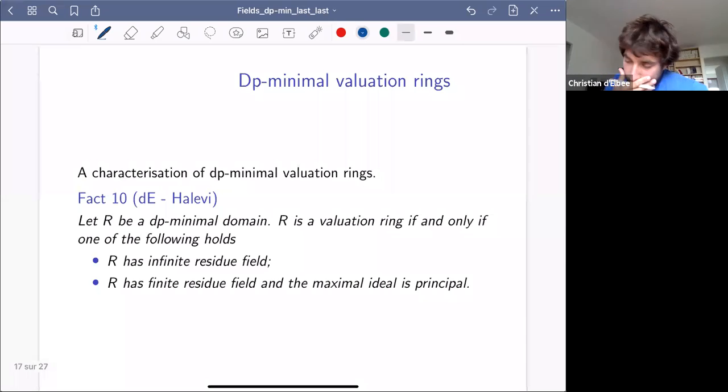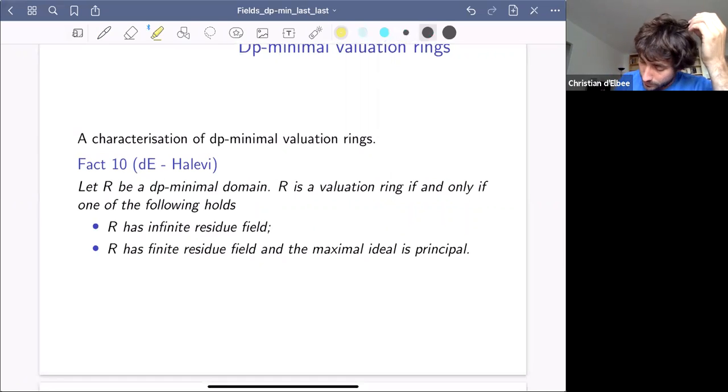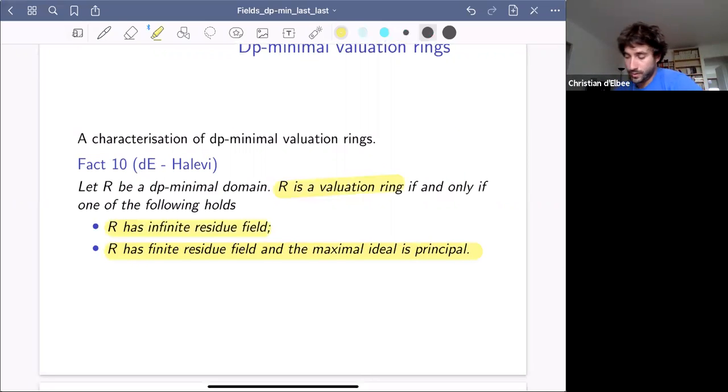And then we have a characterization of DP-minimal valuation rings. So which DP-minimal valuation rings? DP-minimal rings are valuation rings. So we have an if and only if: R is a valuation ring if and only if either R has infinite residue field, or R has finite residue field and the maximal ideal is principal.